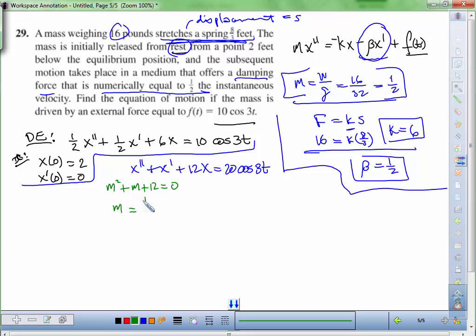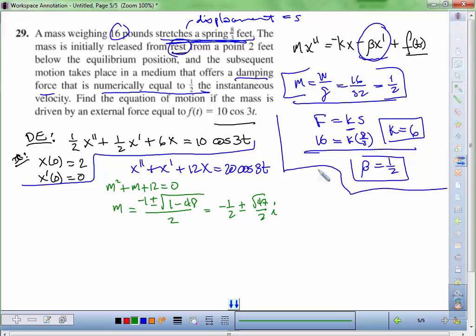So minus 1 plus or minus the square root of 1 minus 48. 47? Square root of 47? Oh, geez. Over 2. Negative 1/2 plus or minus the square root of 47 halves times i. All right.